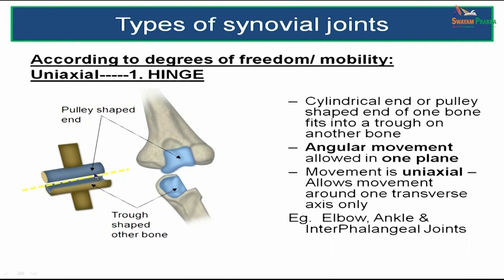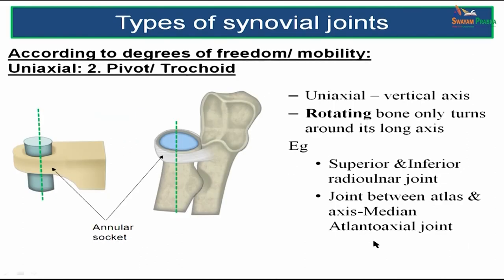In hinge joints, one end of the bone looks like a cylindrical end or a pulley-shaped end, and the other end of the bone, the other bone, looks like a trough. They both fit into each other, and movement is allowed in one plane. So, it is a uniaxial joint, and the movement is allowed in transverse axis. Examples, the elbow joint, the ankle joint, and interphalangeal joints.